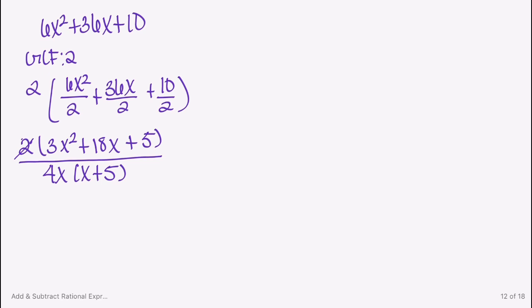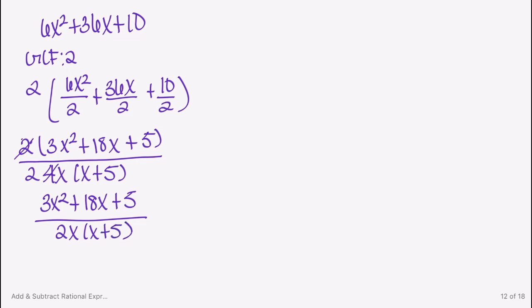So I can cancel a 2 and the 4 will reduce to 2. So that leaves me with (3x squared + 18x + 5) over 2x times (x + 5). Okay, so I was able to reduce that a little bit because I factored the numerator. Well, let's just make sure we can't factor the numerator any further.